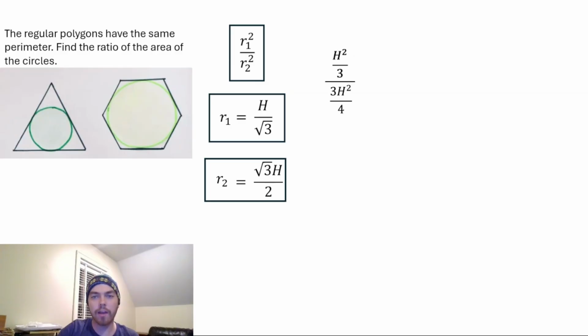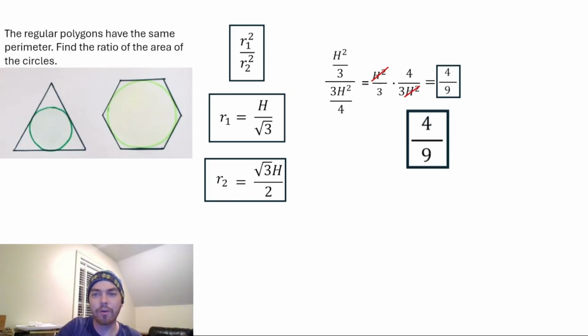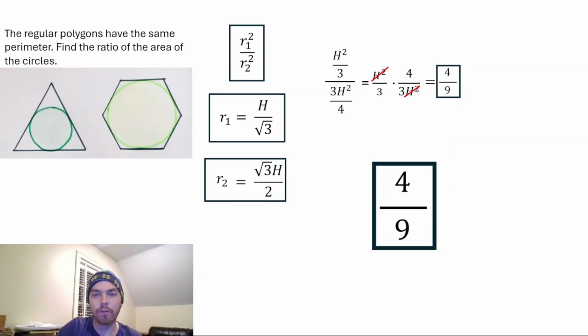Since dividing by a fraction is the same as multiplying by the reciprocal, we're going to rewrite this as h squared over 3 times 4 over 3h squared. And we have to figure out what that's equal to. First thing I notice is that the h squareds are both going to cancel. That leaves a 4 on top, and on the bottom we have 3 times 3, which is 9. So r1 squared over r2 squared is 4 over 9, and that is going to be the ratio of the first circle to the second circle. Pretty cool stuff.